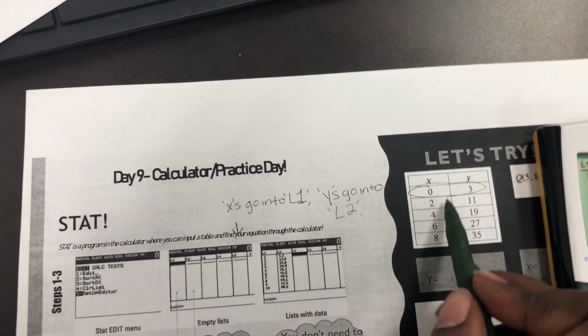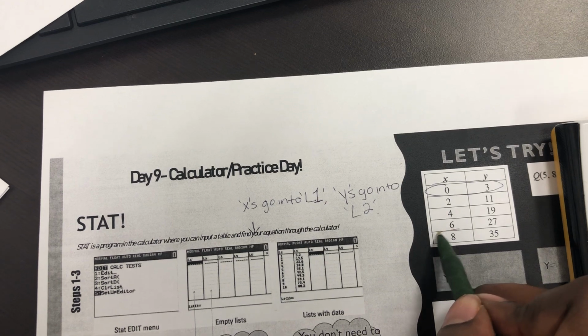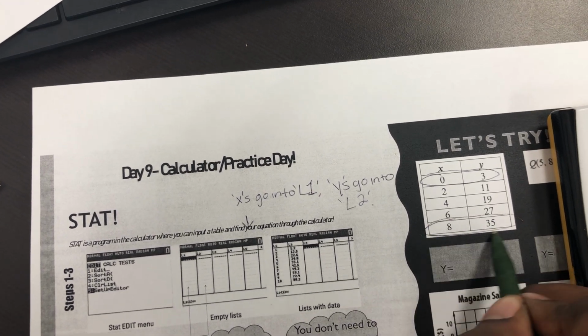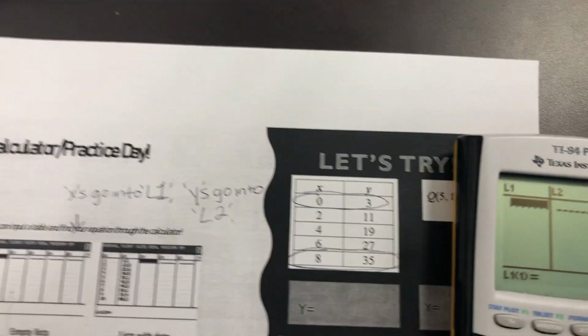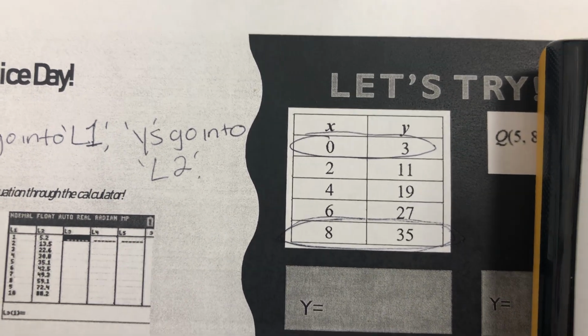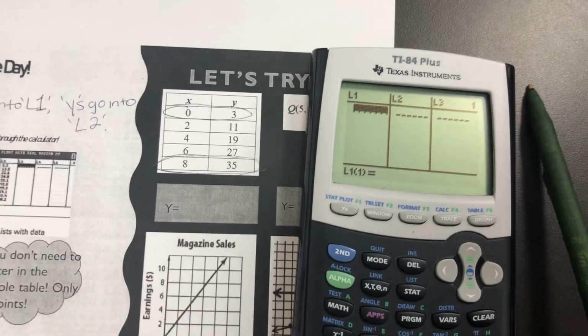and it doesn't even have to be this very next point. It can be maybe the first and the last one. So let's say I want to enter in those 2. 0, 3, and then 8 and 35. So let's go ahead and do that.